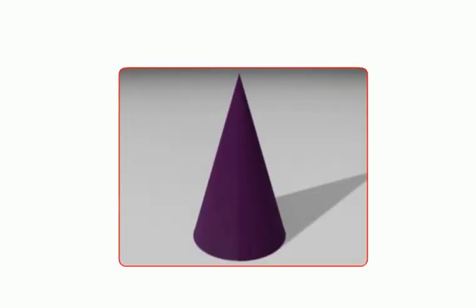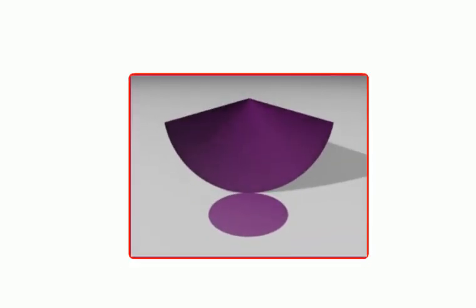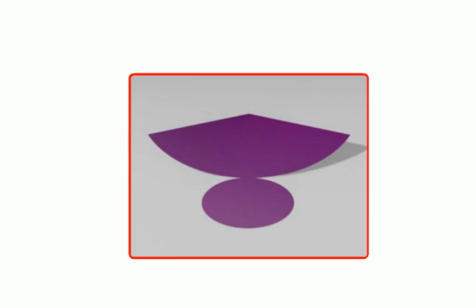The surface area of a right circular cone. Dear students, take a paper-made hollow cone and cut it along the dotted line and open it into a net as shown in the figure alongside.